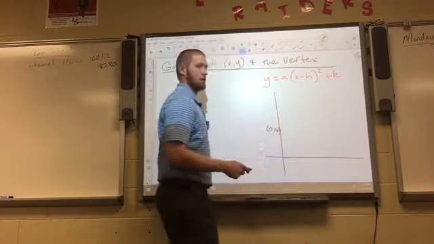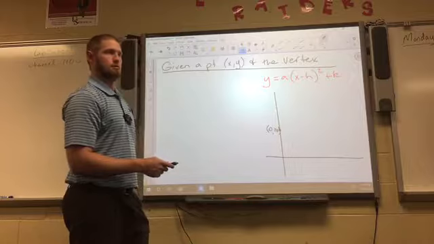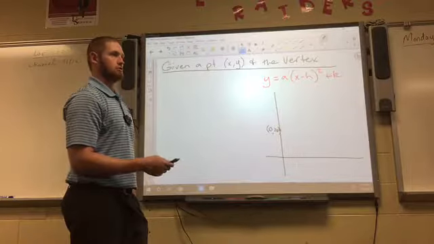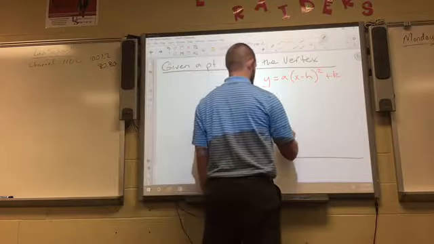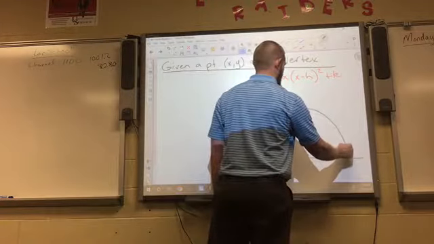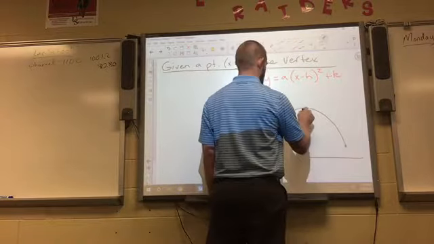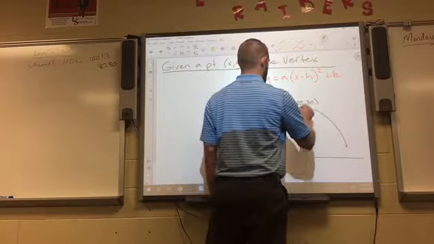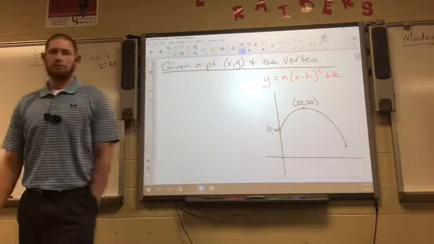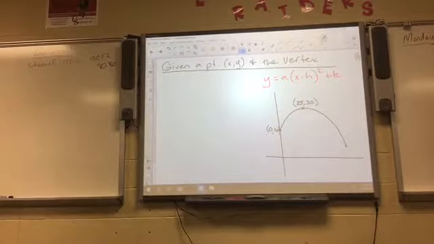That's the starting point, meaning how high the cannon is. So the cannon starts 20 feet off the ground. There's the vertex. What does that mean? That's the highest point, which is how high? 30 feet. How far away was he when he went 30 feet? 25 feet away from the cannon.